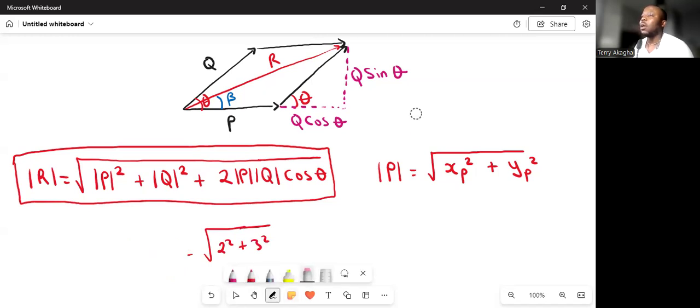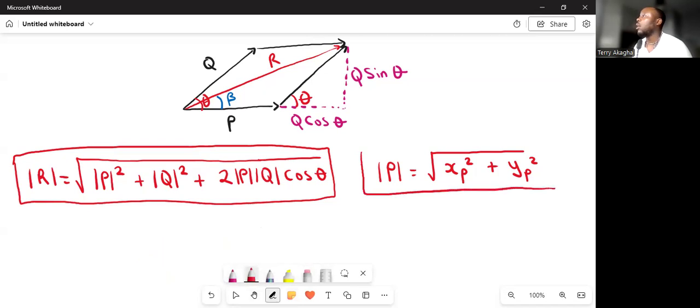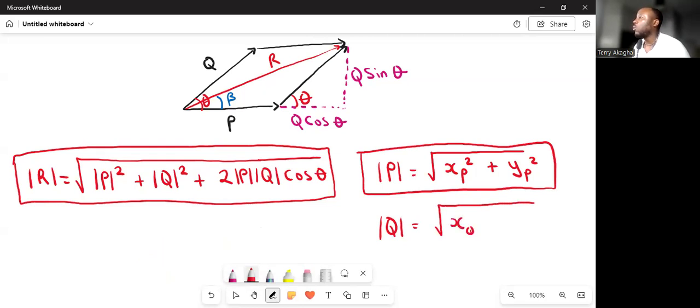We'll talk about the concept of magnitude more later, but it's important that you know this is the formula for magnitude. Is that okay? Similarly, we can also get the magnitude of Q. It's going to be the square root of the x component of Q squared plus the y component of Q squared, and that is going to give you the magnitude of Q.